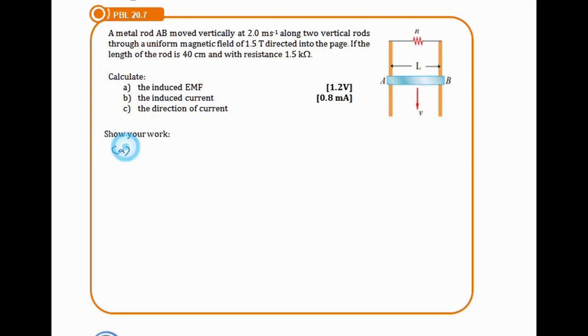Okay, so ni tengok pun tahu dia adalah motional EMF kan. So dia punya induced EMF dia sama dengan apa? Sama dengan BLV. So dia bagi apa kat sini? Dia bagi V, dia bagi B, and then dia bagi L, and then dia bagi R. Okay, so soalan pertama ni semua dia bagi. So kita just masukkan B 1.5, L 0.4, apa lagi? V 2. So dapatlah jawapan dia 1.2 volt.